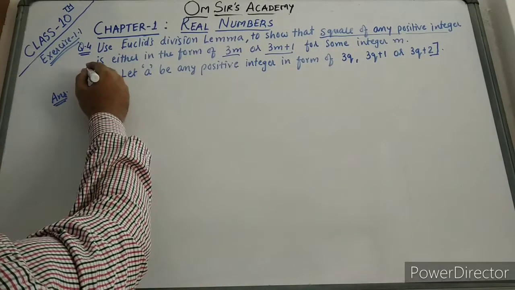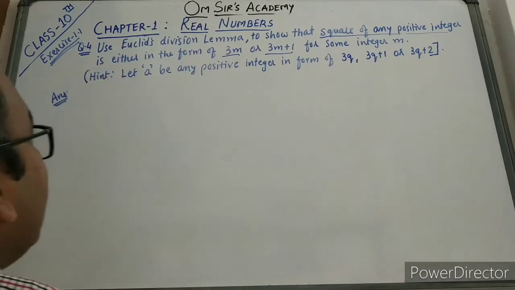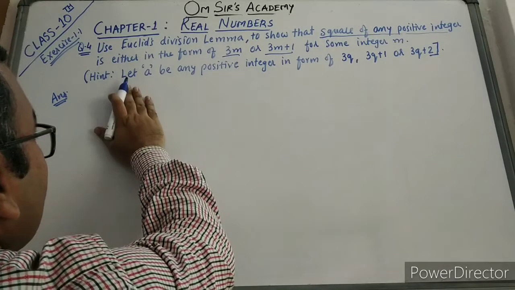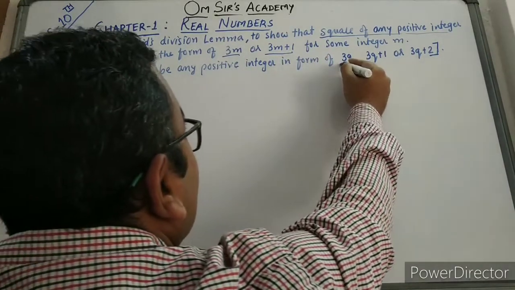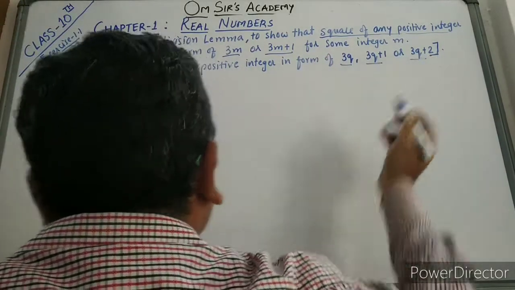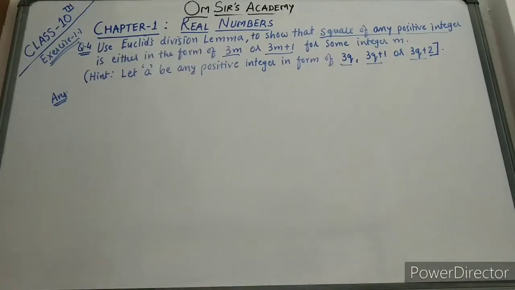But in the textbook, friends, you will see that they have also given a hint: assume that a is any positive integer of the form 3q, 3q plus 1 and 3q plus 2. This is the hint given in your textbook. So let us start with this.